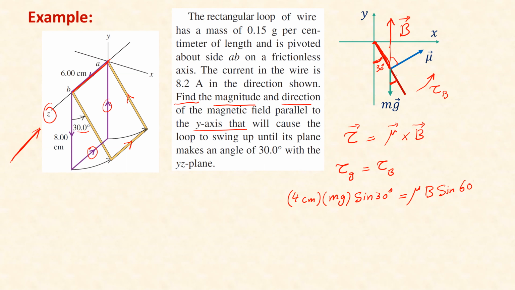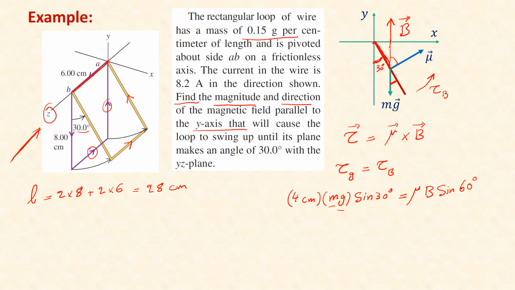Sine of, that's 60 degrees. All right. So we have G, we can find the mass using this 0.15 gram per centimeter. What is the total length of this? The length of that is 2 times 8 centimeter plus 2 times 6 centimeter. So this is 28 centimeter, right?